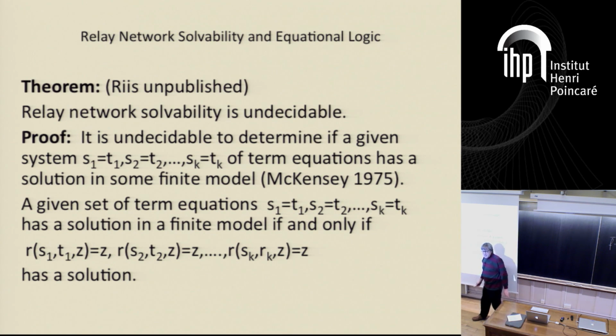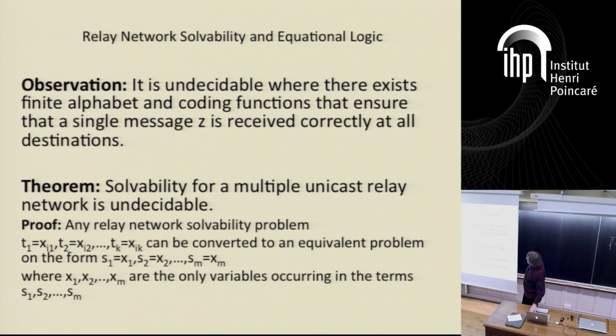We're only concerned about that message. In some sense, all the other variables just serve as noise variables. They're noise that's a bit controlled, in the sense that they're all the same noise from the source or something. But it's actually undecidable whether there exists a finite alphabet and coding functions that ensure that a single message X is received correctly at all the destinations.